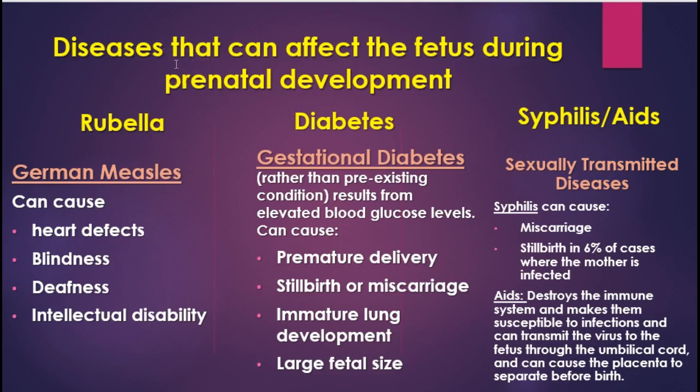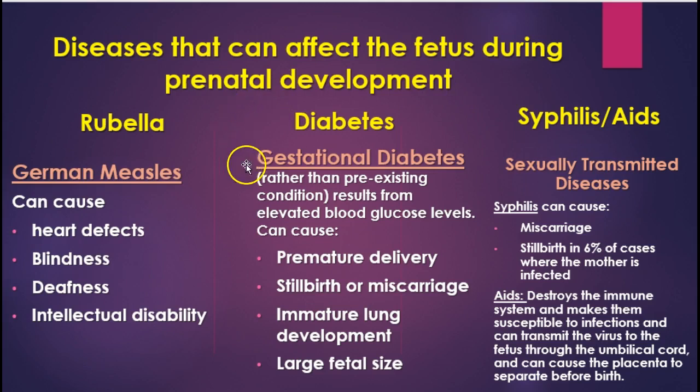There are other diseases that can affect the fetus during prenatal development as well, such as rubella, commonly known as German measles. A long time ago, if people got German measles, it would cause the fetus to have heart defects after birth. The baby could be born blind, could also be born deaf, and could develop learning or intellectual disabilities. Now, infants are vaccinated with the German measles vaccination.